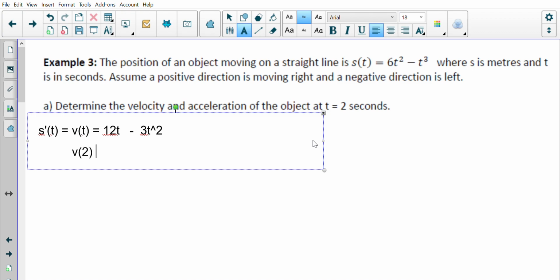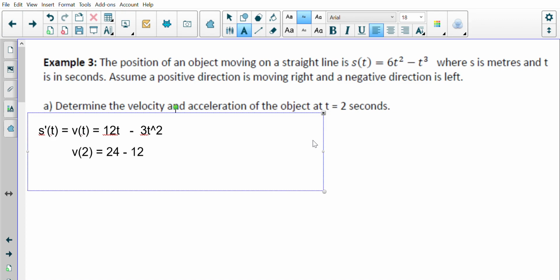So v of 2 is equal to, let's see here, 12 times 2 is 24, minus, again, to follow Bedmas, t squared is 4, times 3 is 12. All right, so our velocity is looking like it's going to be 12 meters per second, and again, it's a positive number, so that's going to the right.